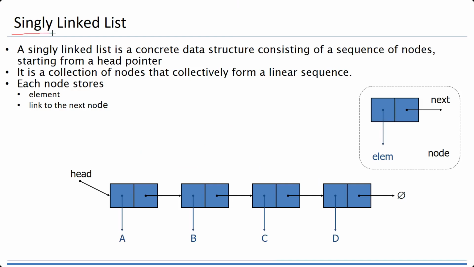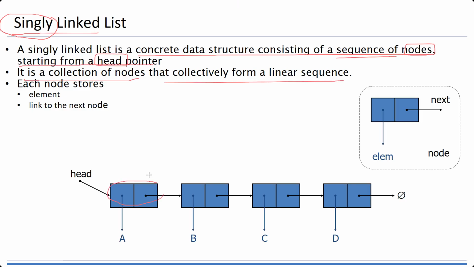First, we want to see about singly linked list. Singly means single, okay, one. And when we deal with the singly linked list, by definition, it is a concrete data structure consisting of a sequence of nodes. So we have nodes and there is a sequence. And the sequence will be from the head. We call it head. So it is a collection of nodes that collectively form a linear sequence.